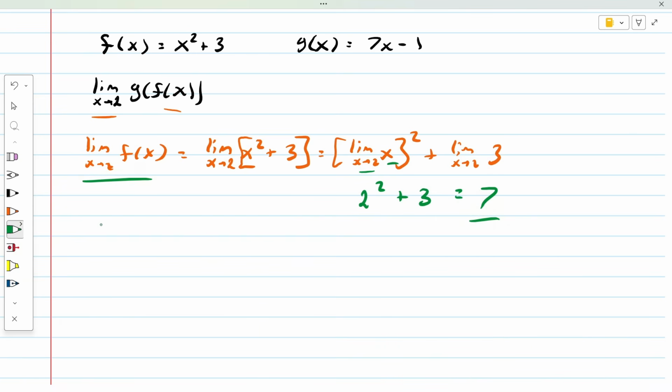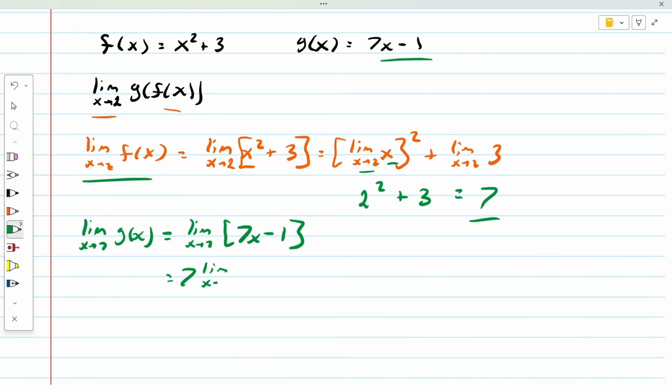So now that we have the 7, we can take the limit of the outside function. So we have the limit as x approaches 7 of the outside function, which is g of x. And so we can plug in what we have for g of x up here, and we get the limit as x approaches 7 of 7x minus 1. And now we can use our properties just like before. We can pull out the scalar and say 7 times the limit as x approaches 7 of x minus the limit as x approaches 7 of 1. And so now we have the limit as x approaches 7 of just x. That means we can just plug in the 7, and we get 7 times 7 minus 1, which is 49 minus 1, which is 48. And so that's our final answer.